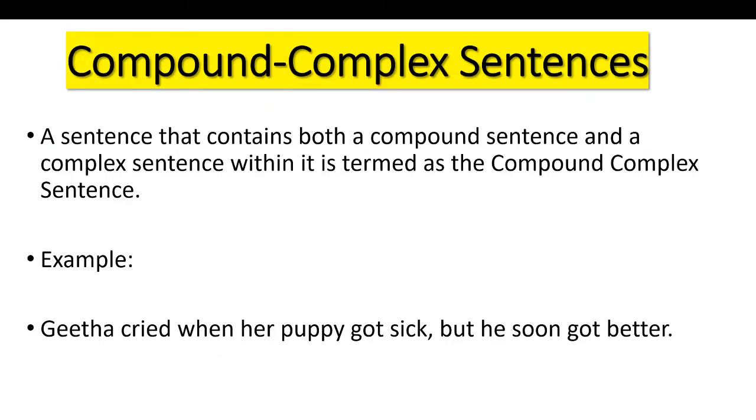Compound and complex sentences are another requirement. What is a compound and complex sentence? A sentence that contains both compound and complex sentence structures within it is termed a compound-complex sentence. For example, Greta cried when her puppy got sick, but he soon got better. So this is a compound plus complex sentence.